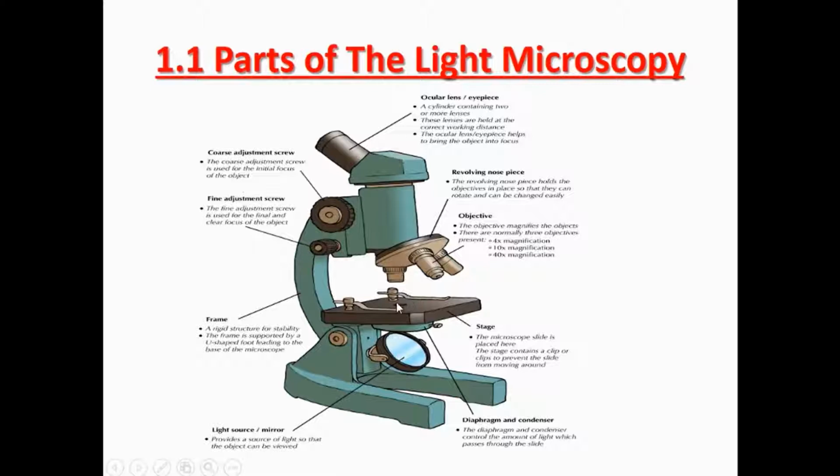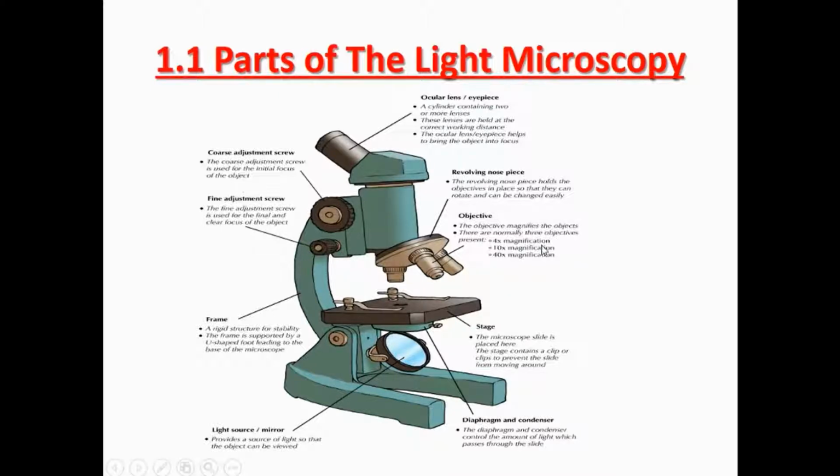Put it here. And then here you have the revolving nose piece, and then you have the objectives. These 1, 2, 3 are the objectives. This is the revolving nose piece. The revolving nose piece holds the objectives in place so that they can rotate and can be changed easily. And then the objectives magnify the objects. So the objective and the eyepiece are where the magnification happens.